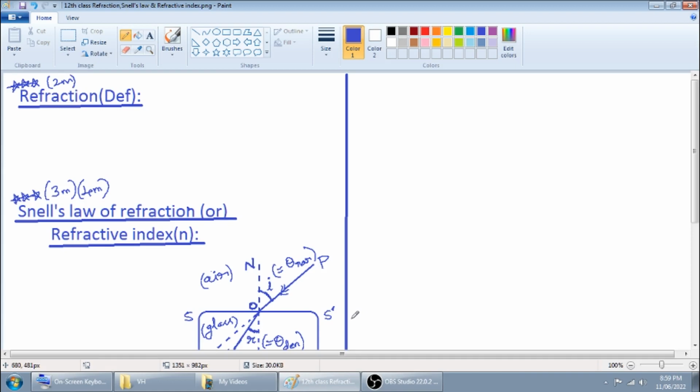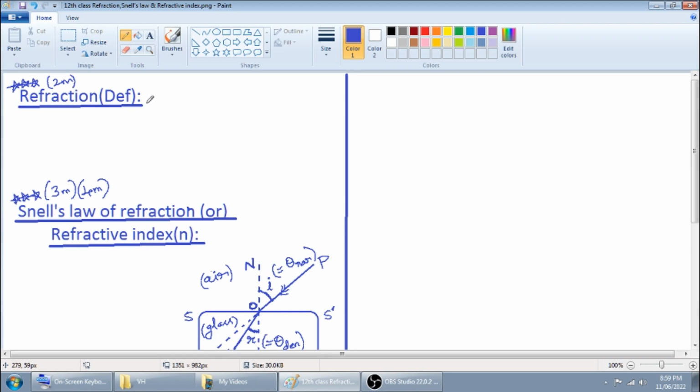Today's topic is refraction of light, or simply refraction. Now, refraction is a very important phenomenon, another basic phenomenon related to light, just like the phenomenon of reflection. We have already learnt about reflection previously.